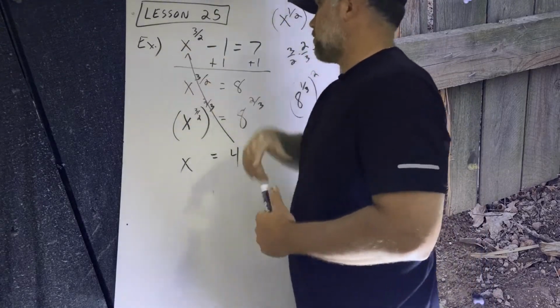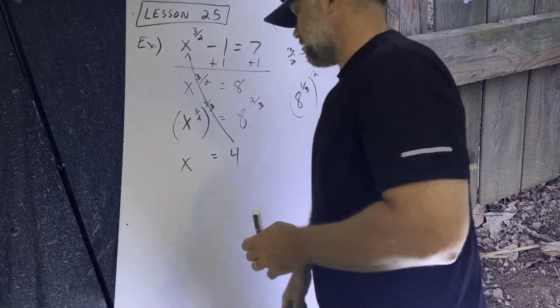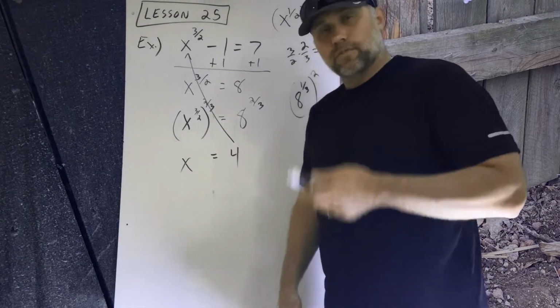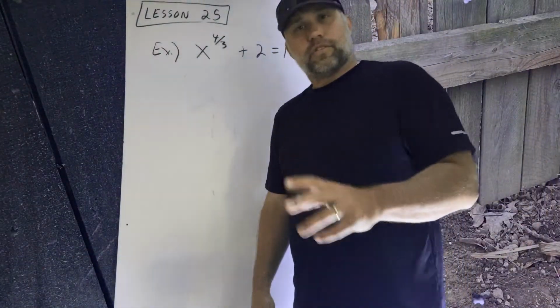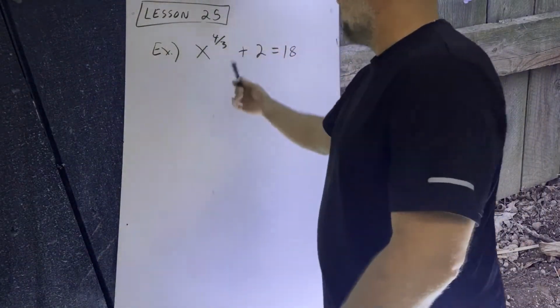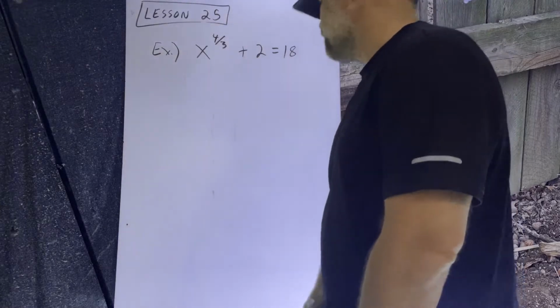Raise 4 to the 3/2, subtract 1, and you would see that you get an answer of 7. So there's our first example. Going to do another one. All right, so here's our second example. It's x to the 4/3 plus 2 equals 18.